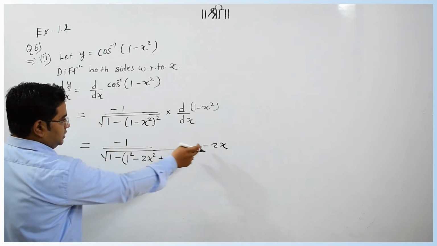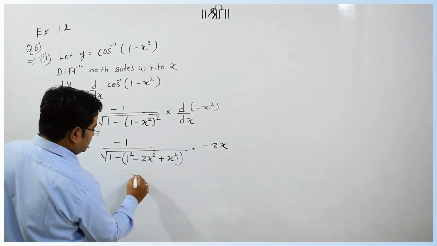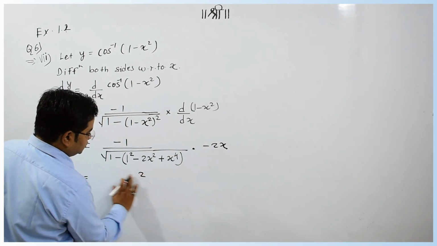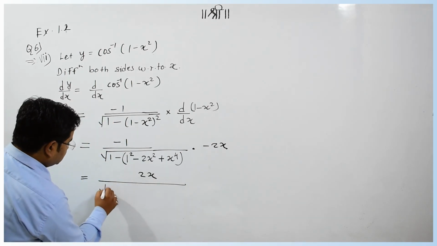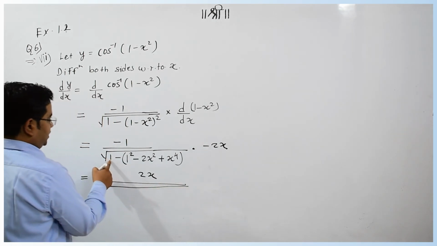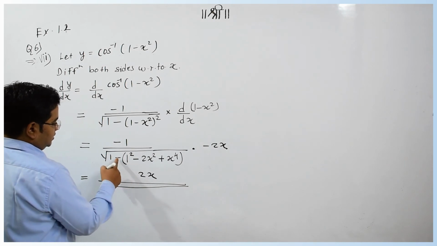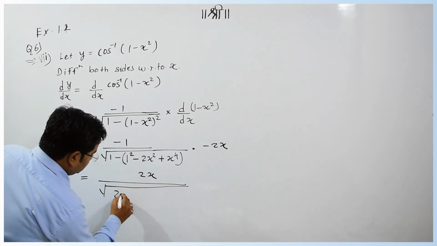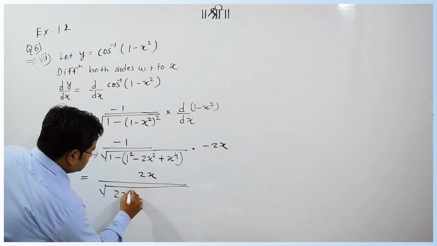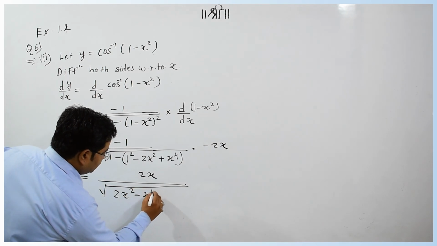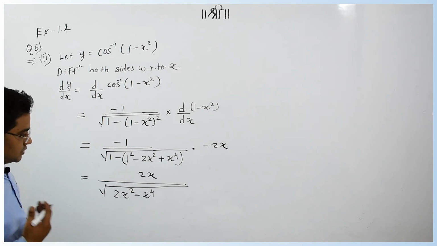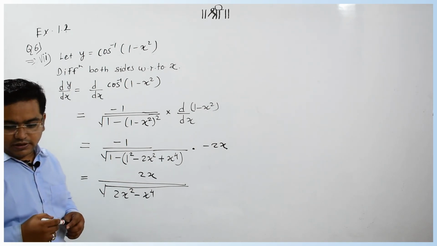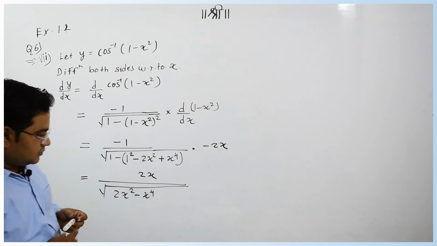So minus 1 and this minus 2, this will be minus 2, so plus 2x divided by, again open the bracket. So what will happen within the bracket? Minus 1, this one will get cancelled, and this minus sign will be 2x square minus x raised to 4. Okay. Now, what should be our next step? The next step should be something important.